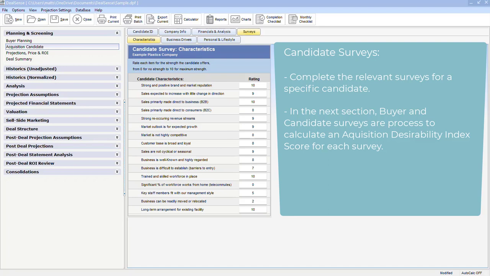As part of the buyer planning, surveys may have been filled out for the characteristics, business drivers, and personal and lifestyle requirements of the buyer. Here, you can now rate the candidate's strength and believed ability to fulfill each element. The 2 sets of surveys are processed in order to arrive at an acquisition desirability index score, which you'll see in a moment.